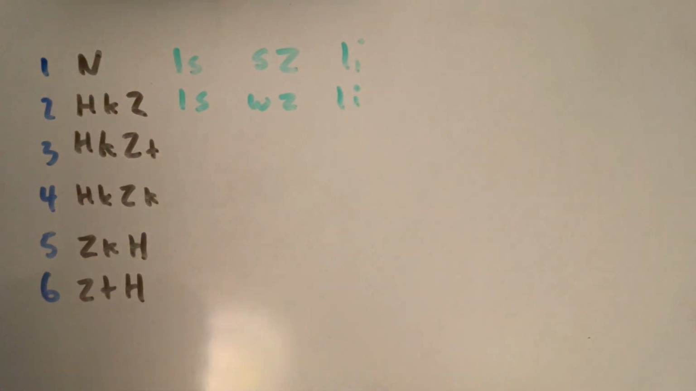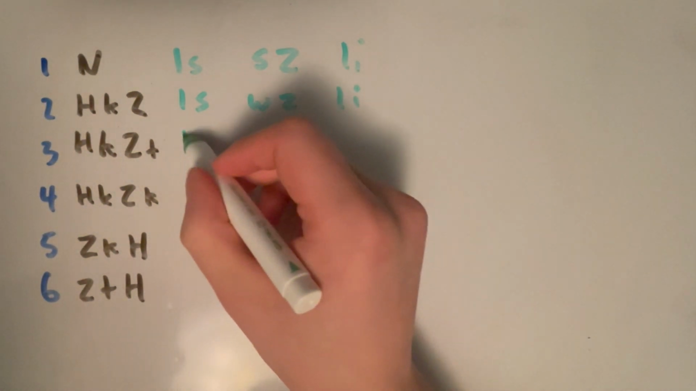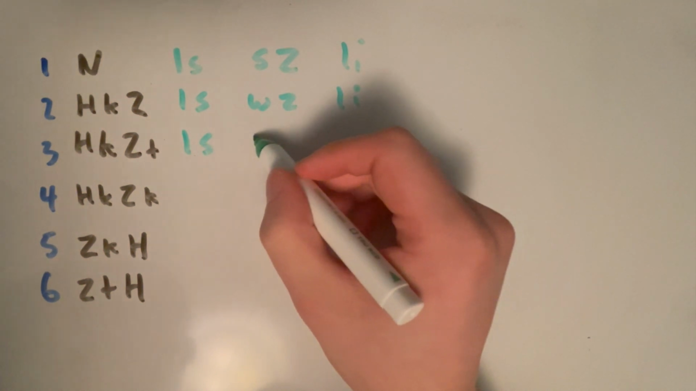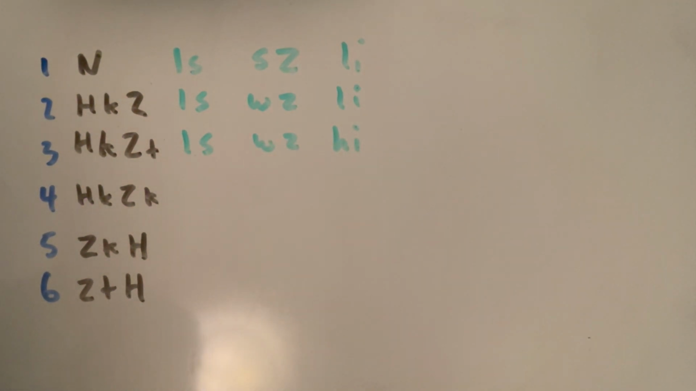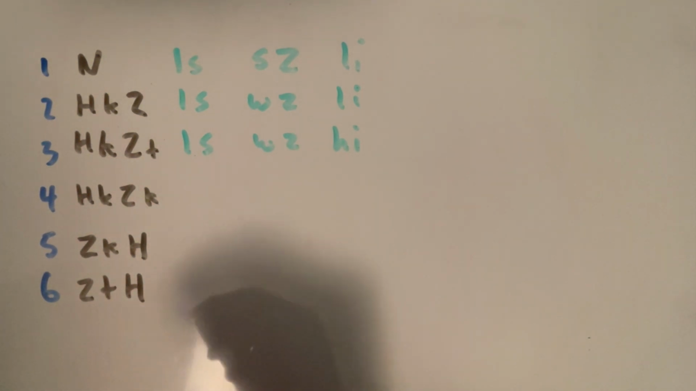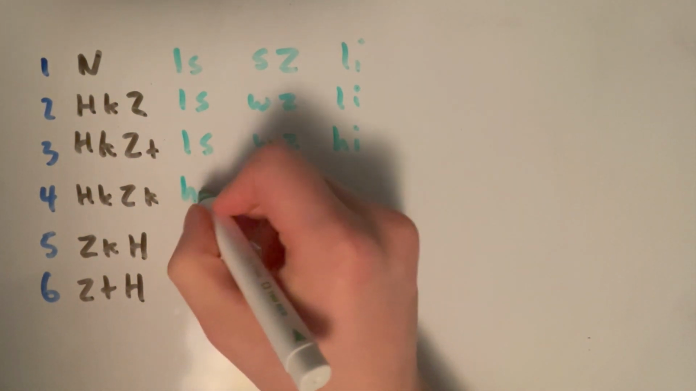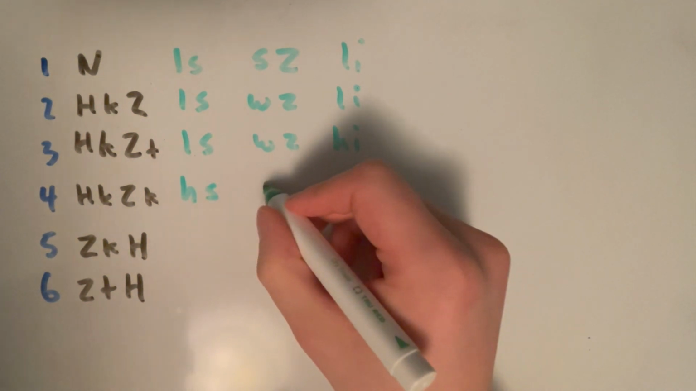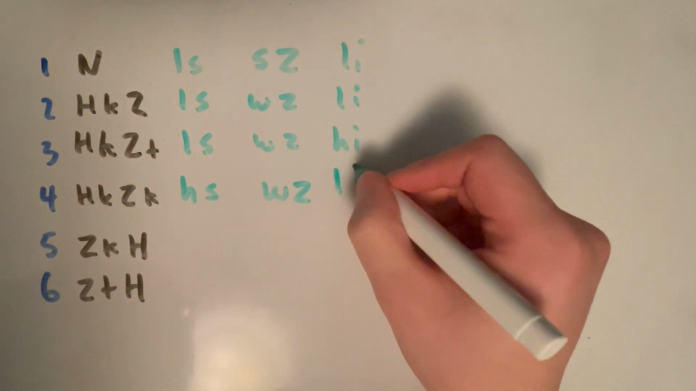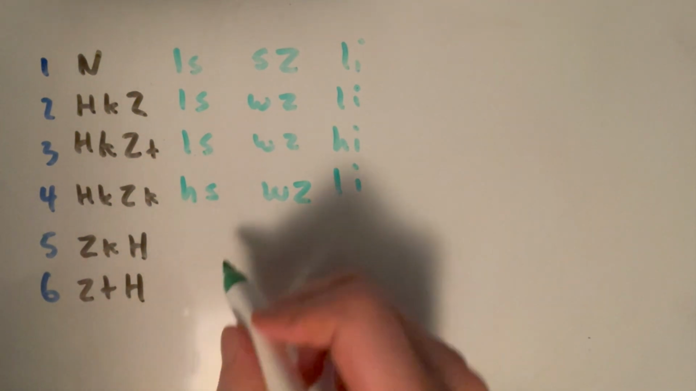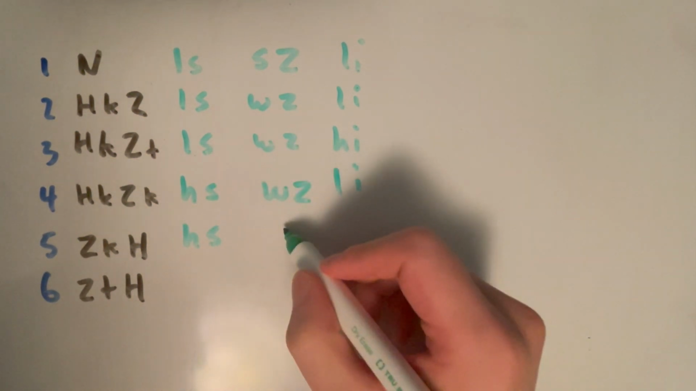Human kills zombie but is turned, more likely with lower speed, weaker zombies, and higher infectivity. Human kills zombie but is killed, more likely with higher speed, weaker zombies, and lower infectivity. Zombie kills human, more likely with higher speed, stronger zombies, and lower infectivity. Zombie turns human, more likely with higher speed, stronger zombies, and higher infectivity.